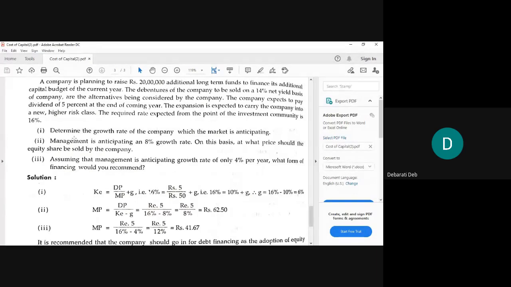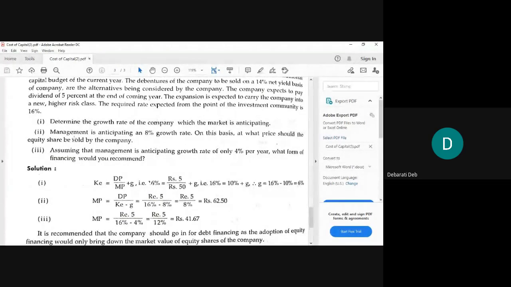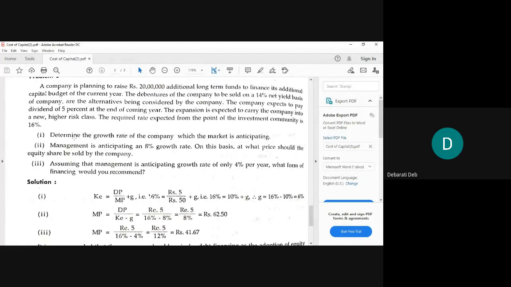Determine the growth rate of the company which the market is anticipating, and what management is anticipating. Okay, let us do number 1 first. Dividend per share is 5%.